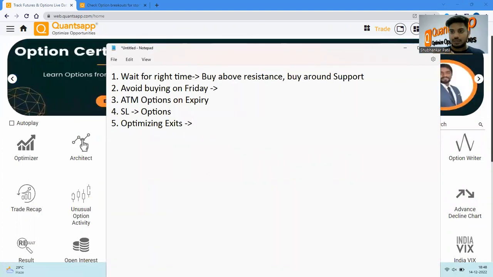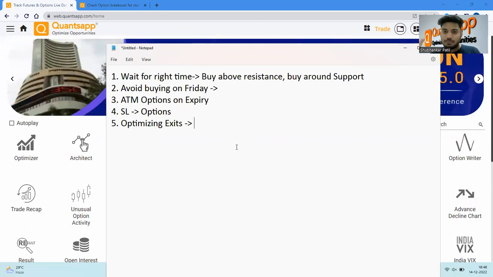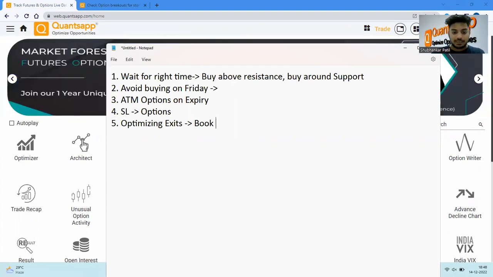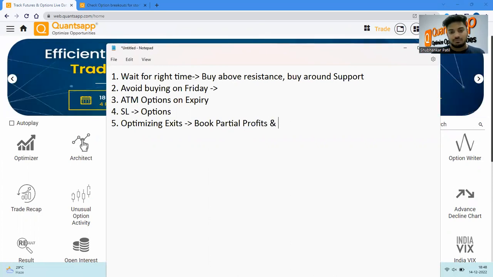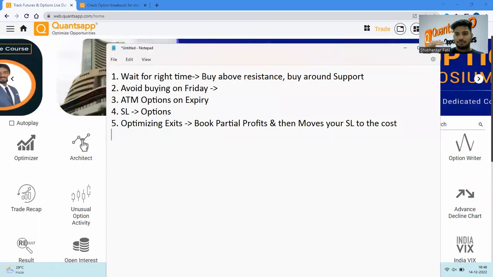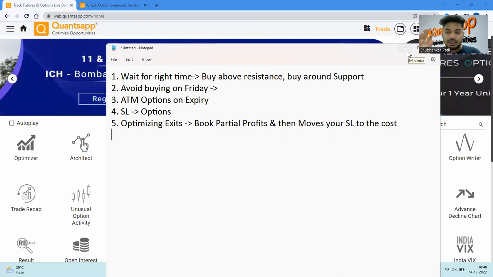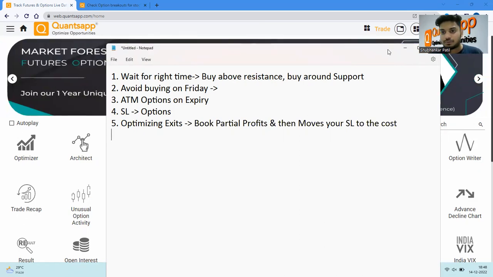Typically, start booking partial profits whenever 70-75 percent of your target is achieved, so that you don't have the problem of booking that trade at a loss. So book partial profits, and then move your stop loss to cost. The moment you book your partial profit, move your stop loss to cost, so that in most of the trades you will end up taking a good profit and locking in good profits.